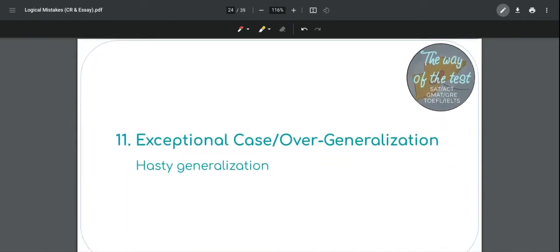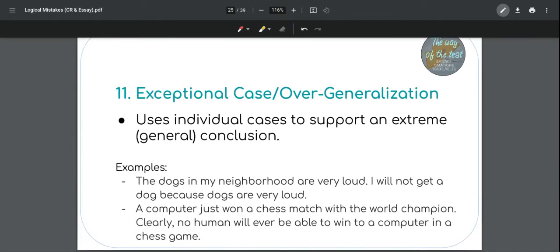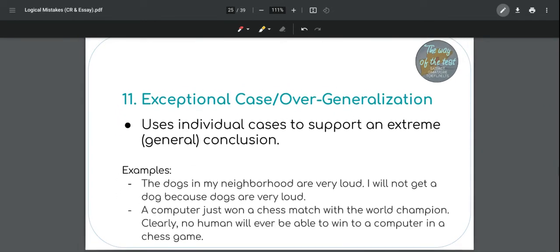Okay, the 11th mistake, exceptional case over-generalization, which is also called a hasty generalization, in which from one case we generalize to say most, all, which makes no sense. If you think about it, this is still a non sequitur. We use individual cases to support an extreme general conclusion. Remember, in general, be careful of extreme words like all, none, most, etc. Or the best, the worst, etc.